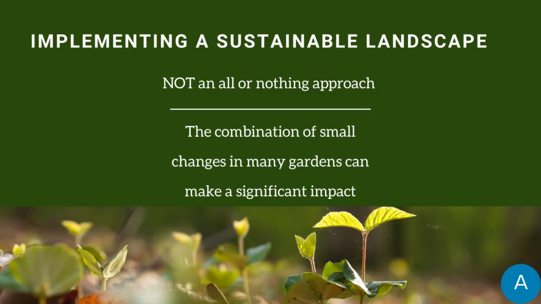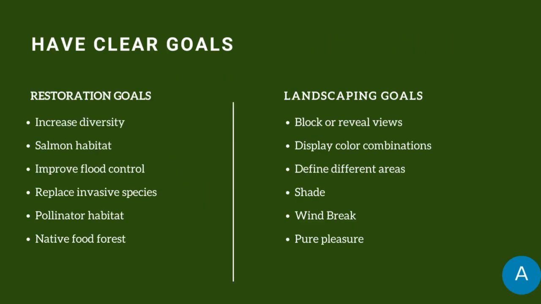When we think about implementing a sustainable landscape, we're not asking for an all or nothing approach. The combination of small changes in many gardens can make a significant impact for our native pollinators and species. Make sure you have clear goals when you are making landscaping decisions, whether it's landscaping goals for your own benefit or restoration goals for the benefit of the environment. It could be to reveal views or increase diversity, promote salmon habitat, or display color combinations in the fall.